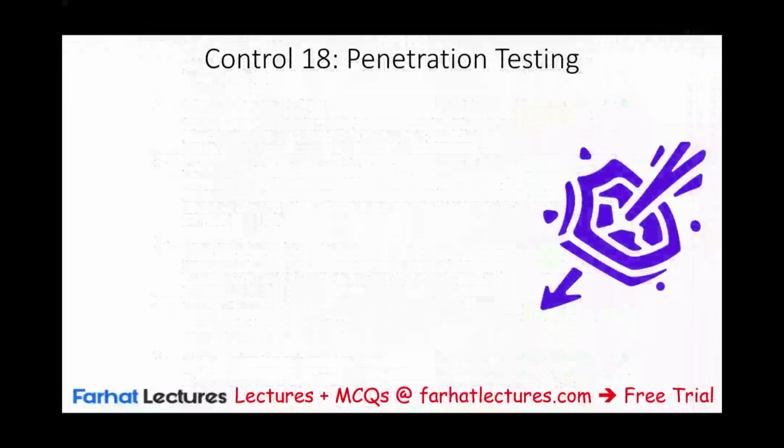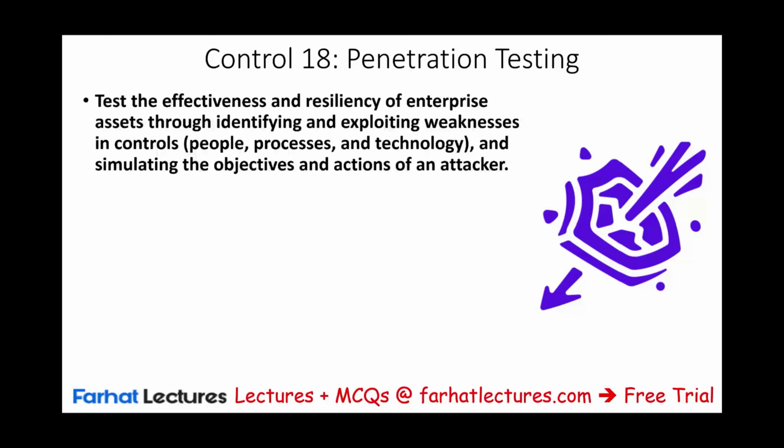Let's take a look at Control 18, which is called penetration testing. Well, what is that? That's basically trying to harm yourself, asking the people who work for the company to do penetration testing, to test the system, see if the system breaks. Test the effectiveness and resiliency of the enterprise asset through identifying and exploiting weaknesses in controls. Those controls could be people, processes, and technology, and simulating the objective and actions of an attacker.